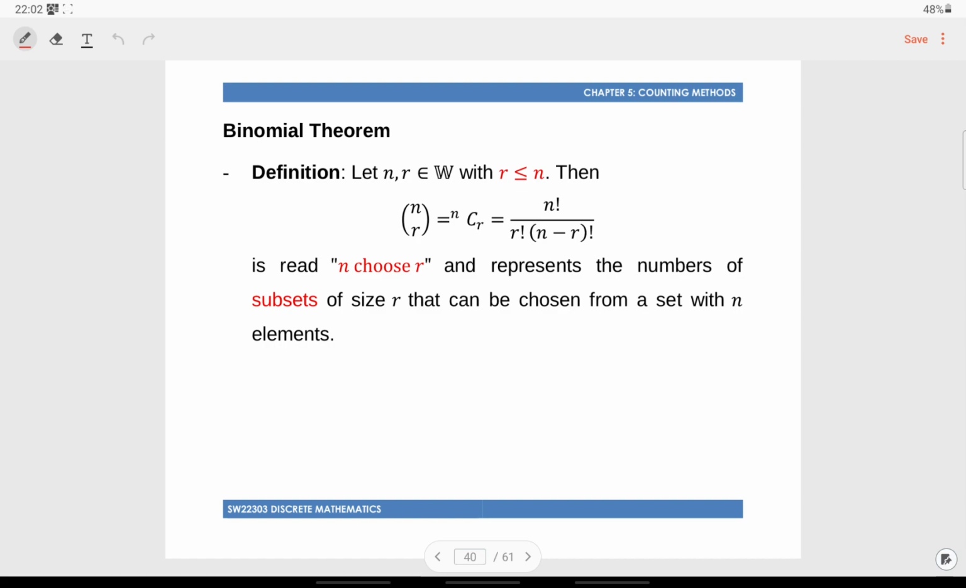This is read as n choose r. That means from n elements we choose only r, or simply called n choose r. It represents the number of subsets of size r that can be chosen from a set of n elements. So this is the equation for n choose r.